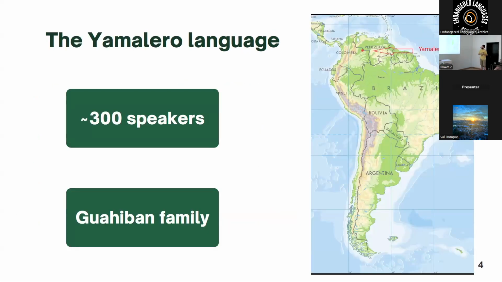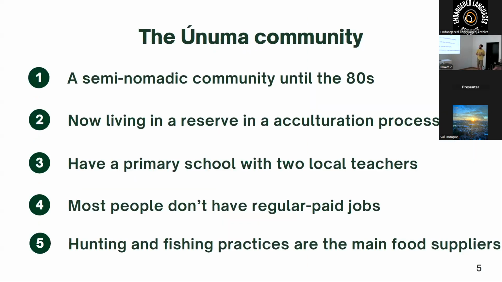So to introduce the language I work with, it's called Yamalero, and it's spoken in this corner of Colombia, really close to Venezuela, by around 300 speakers, and it is a member of the small Wahiban language family. The community I work with was semi-nomadic until the 80s, and then it settled in a reserve and started an acculturation process. Right now, they have a primary school with 2 local teachers, who are hardly the only people who earn a salary. Most people don't have regular paid jobs, and hunting and fishing practices are still the main food suppliers.